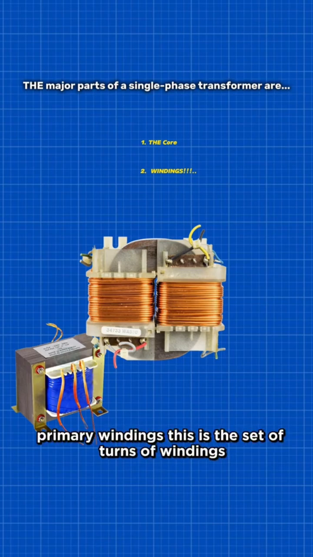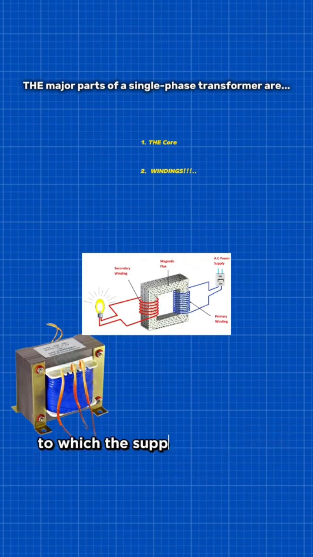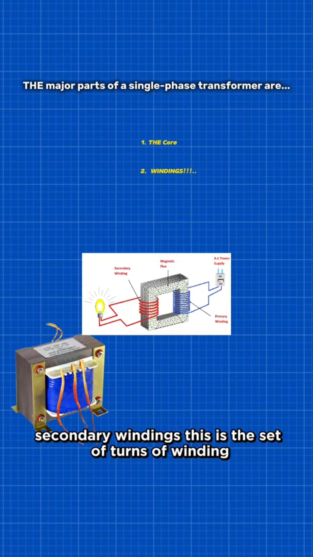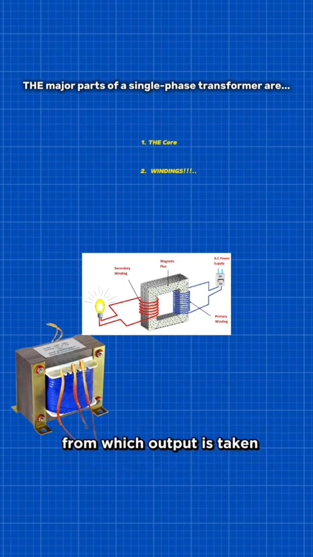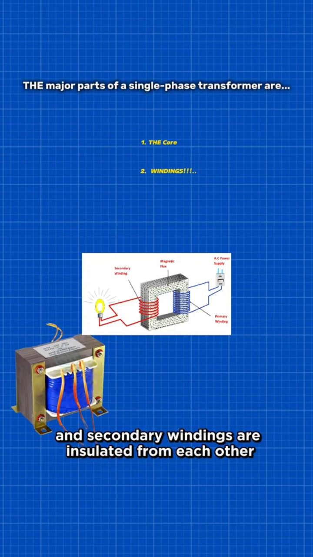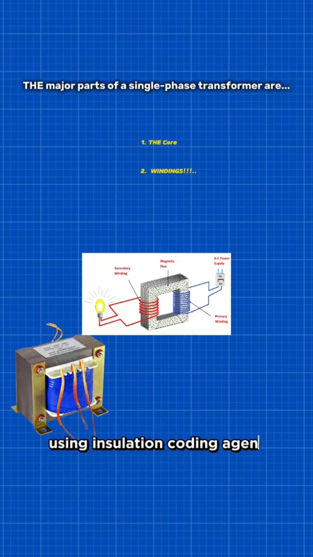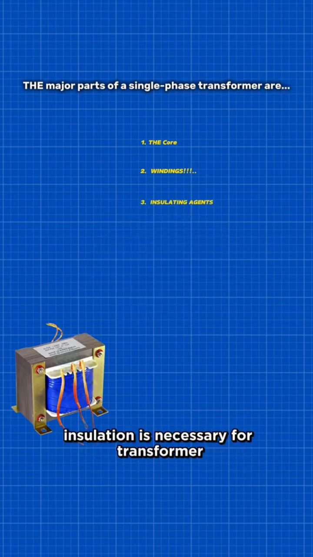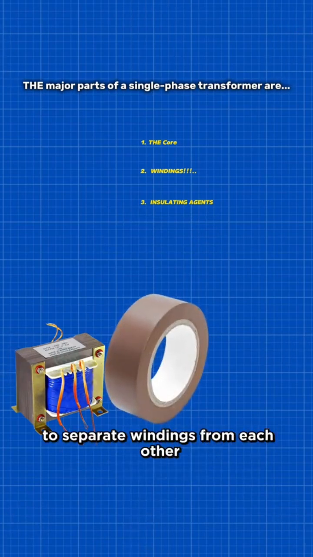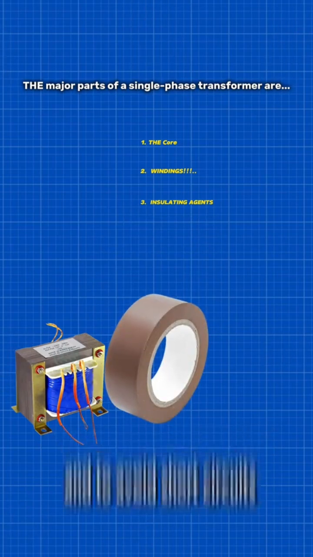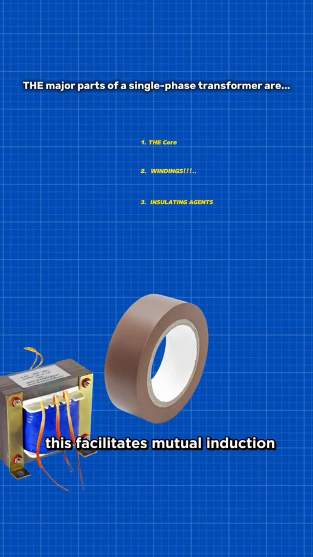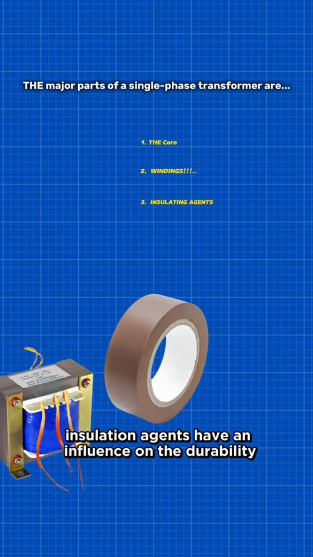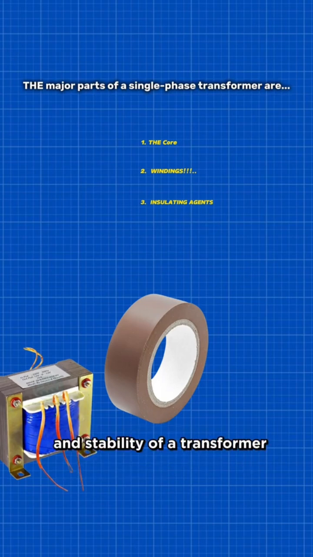Primary windings. This is the set of turns of winding to which the supply current is fed. Secondary windings. This is the set of turns of winding from which output is taken. The primary and secondary windings are insulated from each other using insulation coating agents. 3. Insulating agents. Insulation is necessary for a transformer to separate windings from each other and to avoid short circuits. This facilitates mutual induction. Insulation agents have an influence on the durability and stability of a transformer.